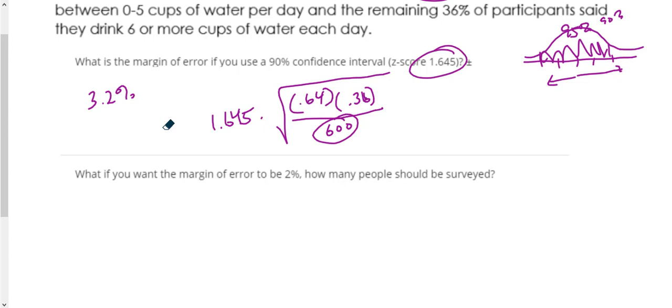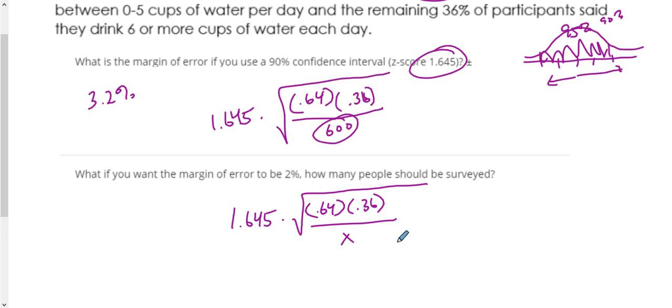So the last part of the last question, just very quickly, just like before, except for the fact that we're looking at a margin of error of 2%. We're still going to do the same thing. We're still going to say 1.645 times 0.64 times 0.36 over x this time, because we don't know. But we do want the margin of error to be 2%. Again, 2% written as a decimal is 0.02. So you just have a little bit of algebra to do.